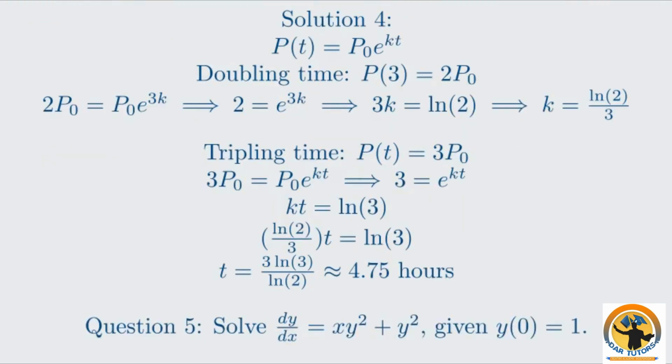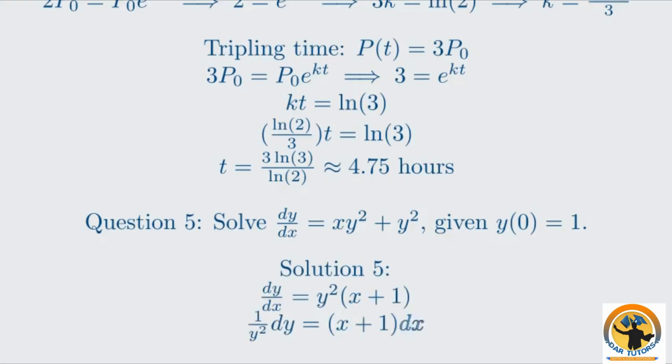Question 5. Solve the differential equation dy/dx equals x times y squared plus y squared, given that y of 0 equals 1. This one requires a bit of algebra first. Pause the video and try it. Here is the final solution. First, factor out y squared on the right side to get dy/dx equals y squared times the quantity x plus 1. Now it's clearly separable.